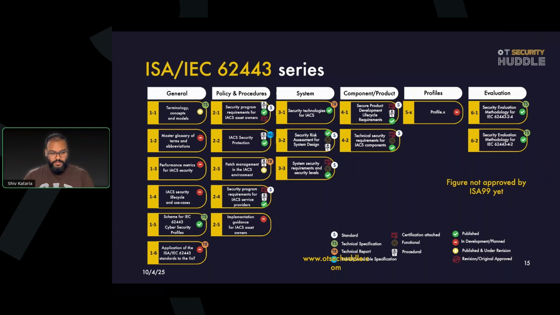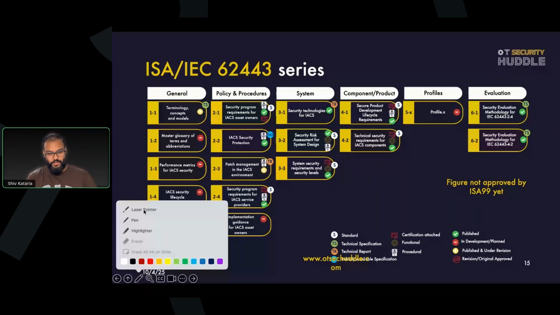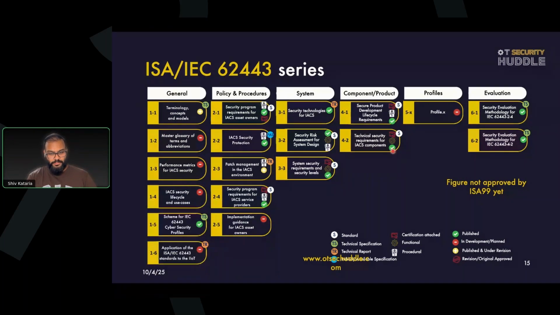Then we have the policy and procedure tier, where only 2-1, 2-2, and 2-4 are in the release stage. 2-3 is now under revision, and it might come out soon, maybe by the beginning of next year. The new additions are the profile tier and the evaluation tier. The profile tier is only announced, and 1-5 in the general tier talks about what is going to be in the profile tier.